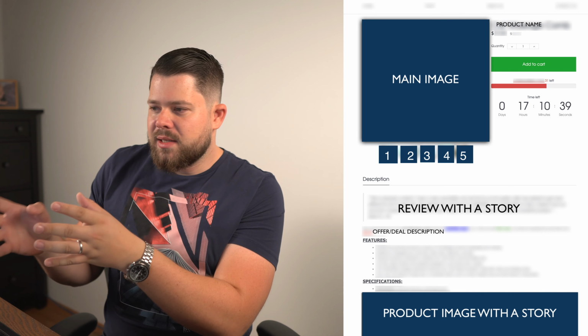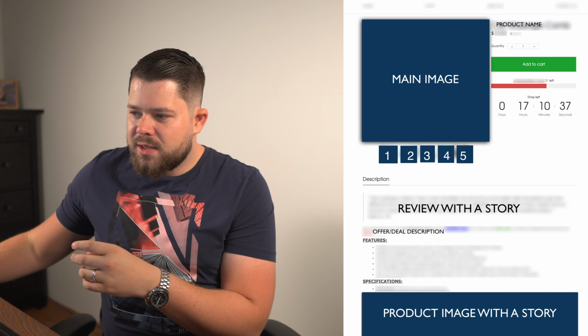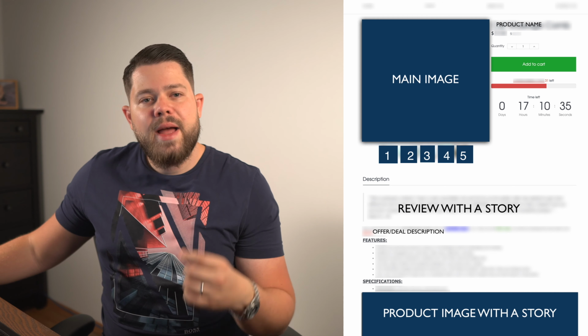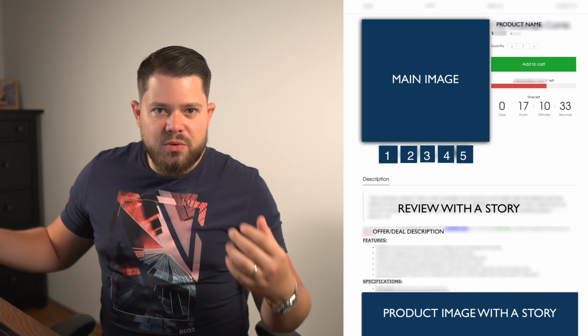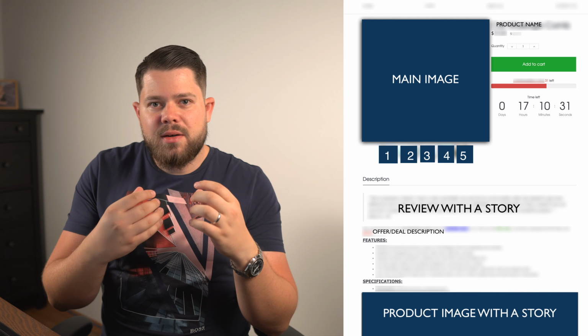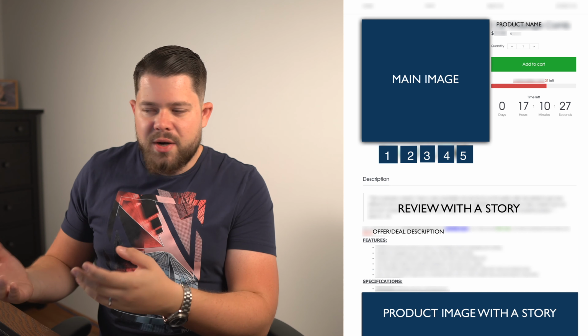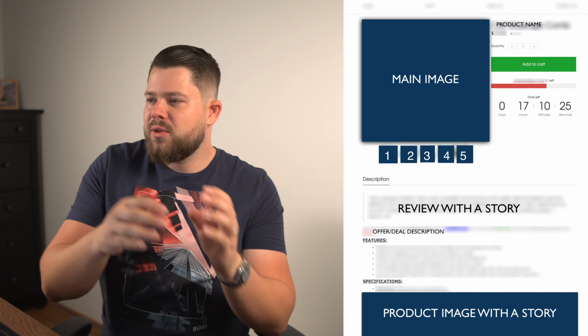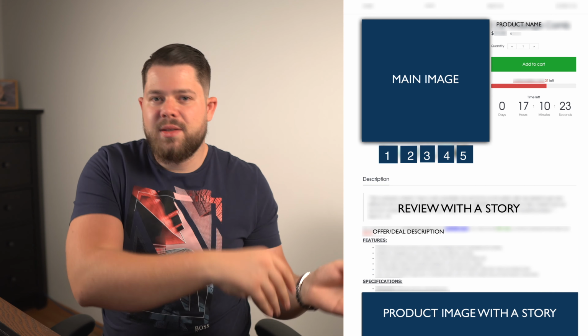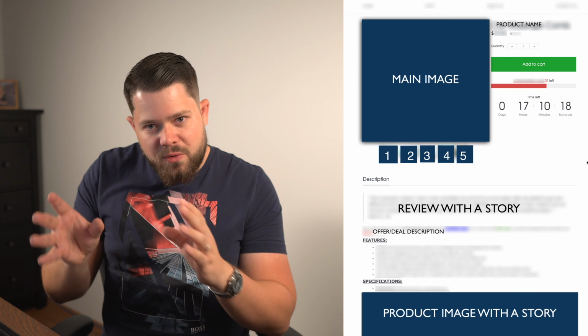And then my text layout starts. I always start here with a review. That's an emotional review, so a person can read it and imagine the story of that product. Somebody who already bought it explains how they took that product, for example camping, and what it did for their lives. So that's the first thing.